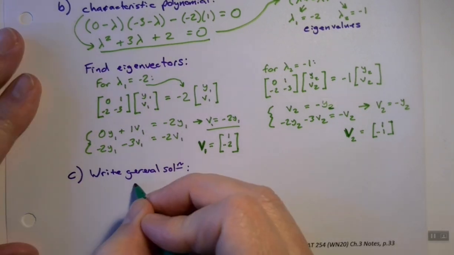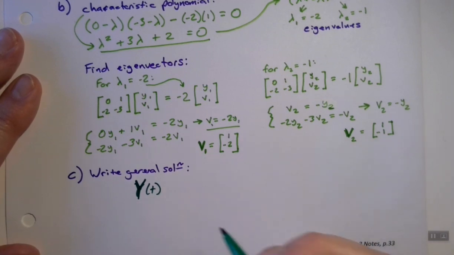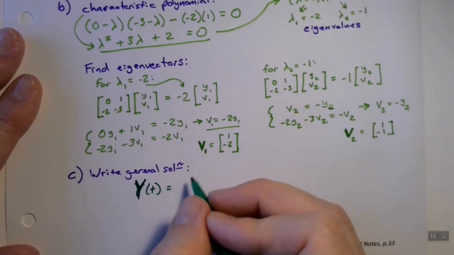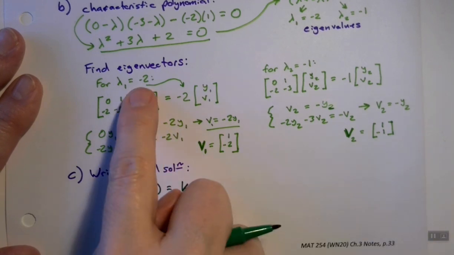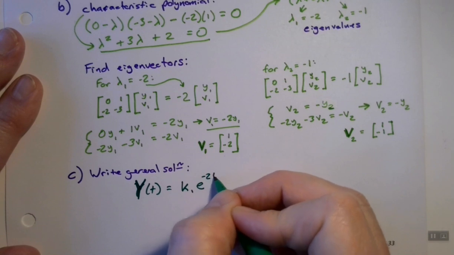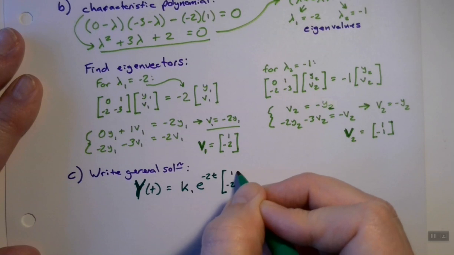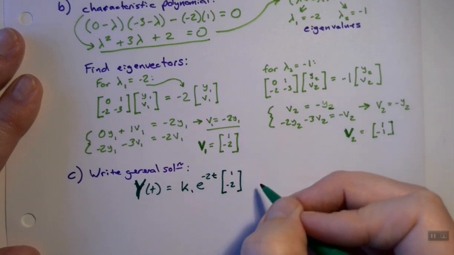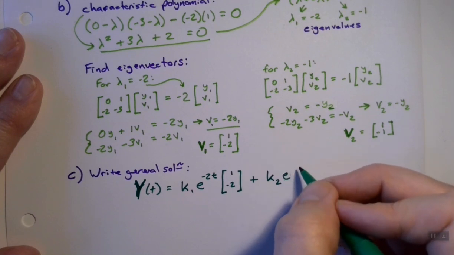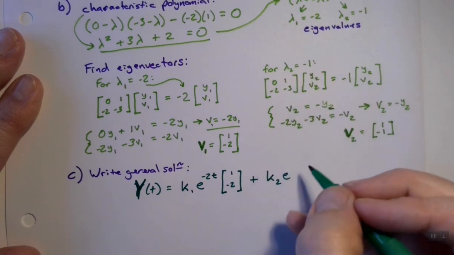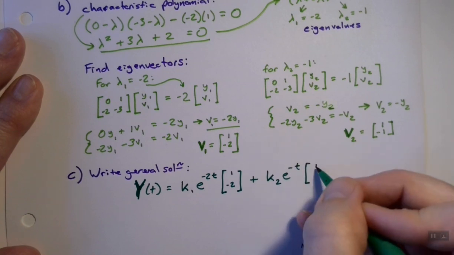And I'm going to write it in vector form, so big Y of t, the solution matrix, is going to be equal to some constant, k1, times e to the lambda 1, negative 2, t, times the vector 1, this one here, 1, negative 2, and plus another constant, k2, times e to the lambda 2, which is negative 1, times t, times its associated vector, 1, negative 1.